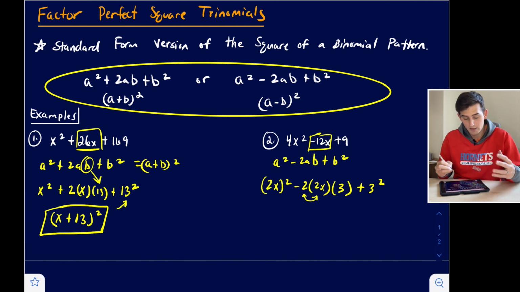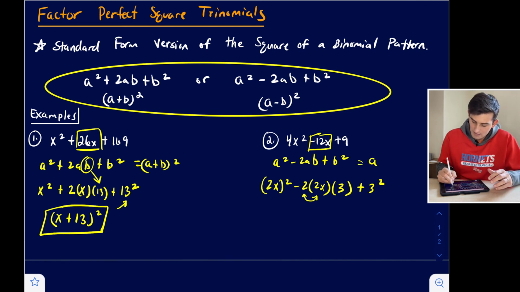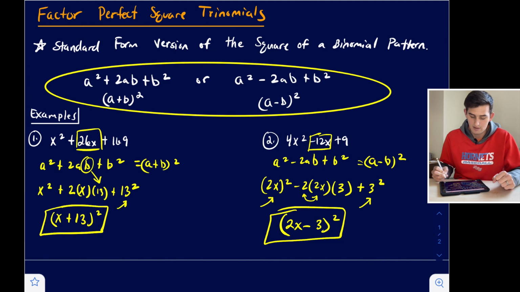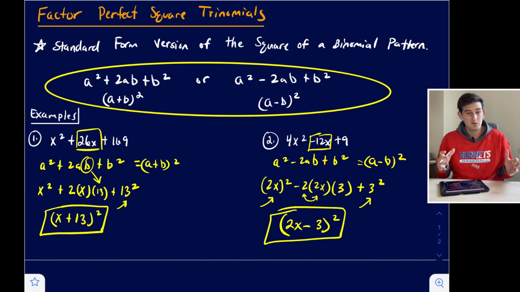All right, so now we can write this as (a minus b) squared. Okay, so we saw a right here, 2x, so we're going to say 2x minus, and we see b right there. So (2x minus 3) quantity squared. All right, and so that's perfect square trinomials, how to recognize them, how to check if a trinomial is a perfect square, and then also how to factor a perfect square trinomial so that it ends up as the square of a binomial.